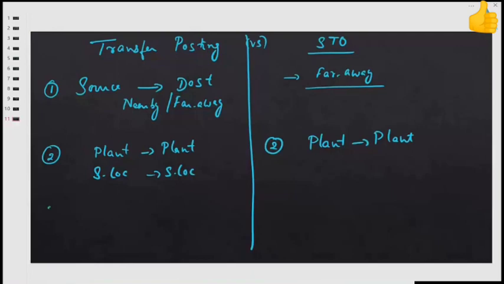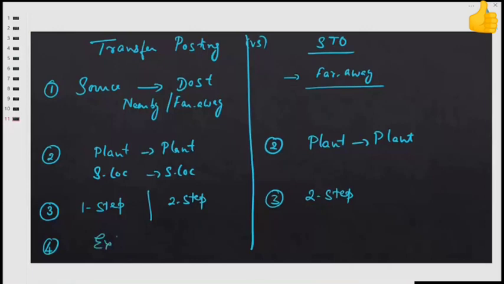A transfer posting gives you two different ways to do the same thing. One is via one step, the second is via two step. A stock transport order by definition is two step. There's no one step stock transport order. A transfer posting cannot do external logistics. What do I mean by external logistics?